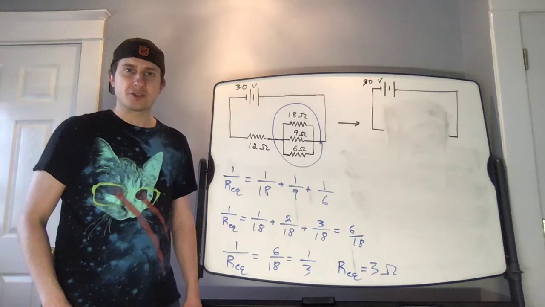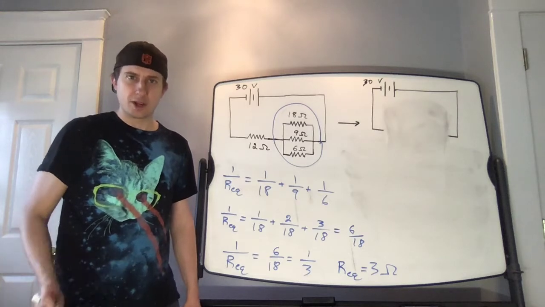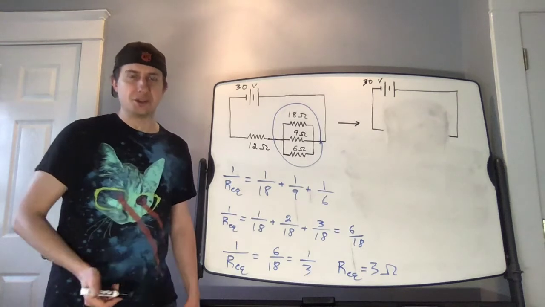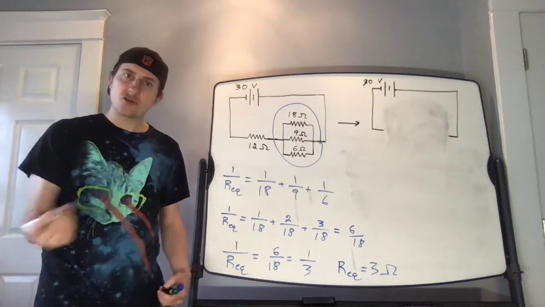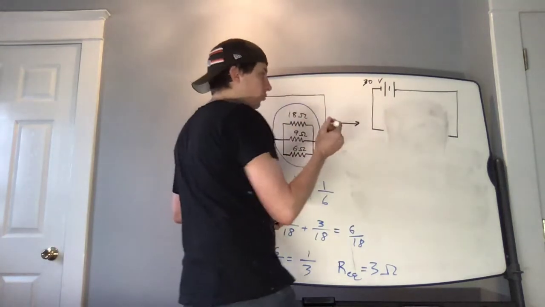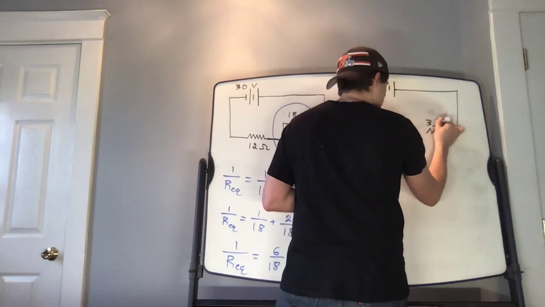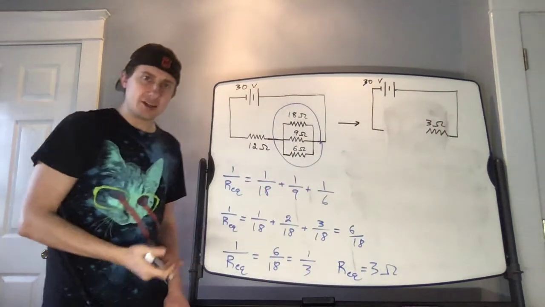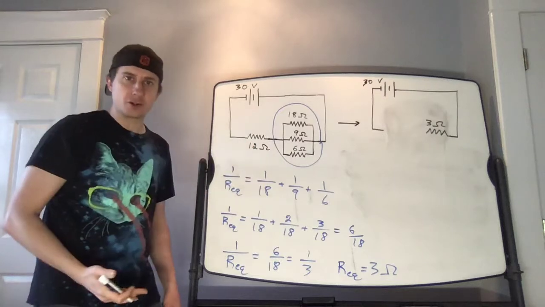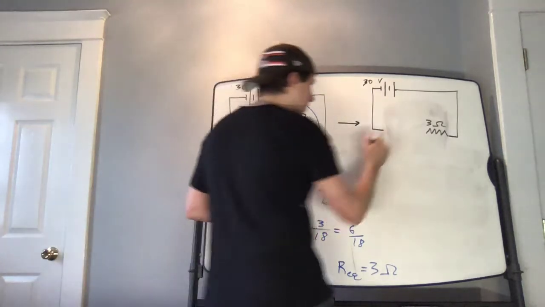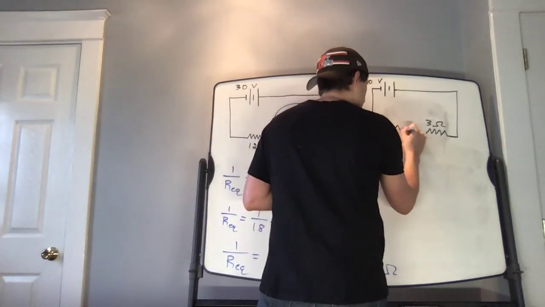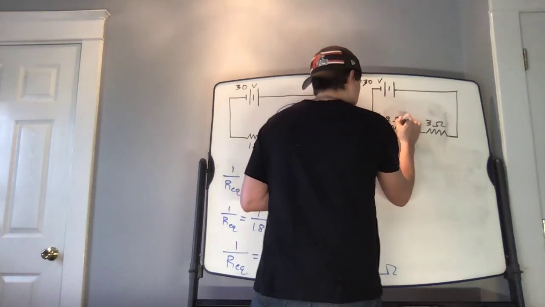I will now draw the circuit again, but with the 3 resistors in parallel combined into an equivalent 3 ohm resistor. So when I draw that picture, I will have my 30 volt battery, I will have the new 3 ohm resistor in my circuit, and because I did not do anything to this 12 ohm resistor, I will just copy it into my new picture. So there is the 12 ohm resistor.